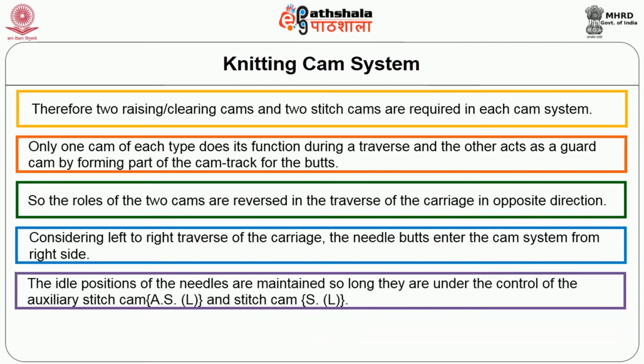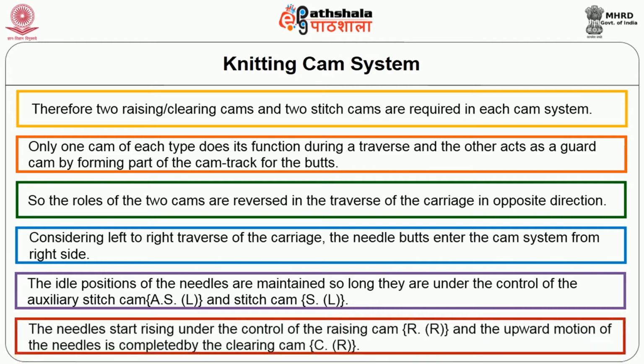The ideal positions of needles are maintained so long as they are under control of the auxiliary stitch cam, which is denoted as AS in the diagram, and the stitch cam, which is denoted as S in the diagram. The needles start rising under the control of the rising cam, and the upward motion of needles is completed by the clearing cam, which is denoted as C in the diagram.